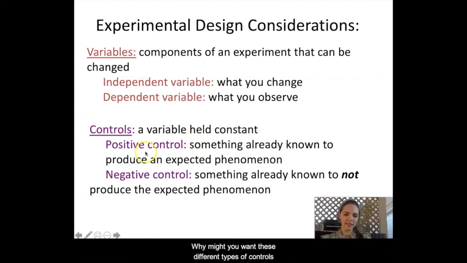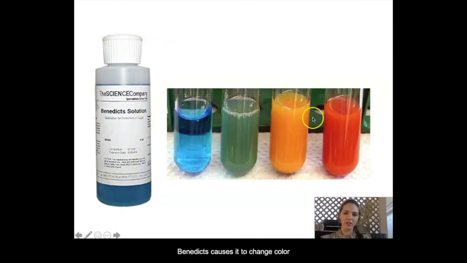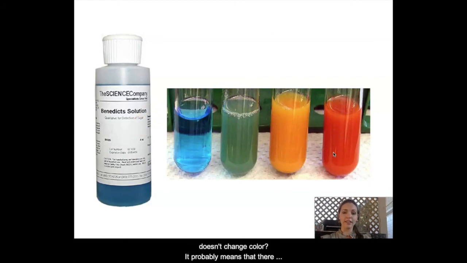And why might you want these different types of controls? One example is later on in the lab course, we use something called Benedict's reagent. Okay, this thing right here. Benedict's detects the presence of simple sugars in solution. Okay, so the idea is you add Benedict's to some solution, and if that solution has sugar in it, Benedict's causes it to change color. So what if you add it to some unknown solution and it doesn't change color? Okay, it probably means that there's no sugar in the solution, right? But it could mean that your Benedict's is expired and doesn't work anymore.